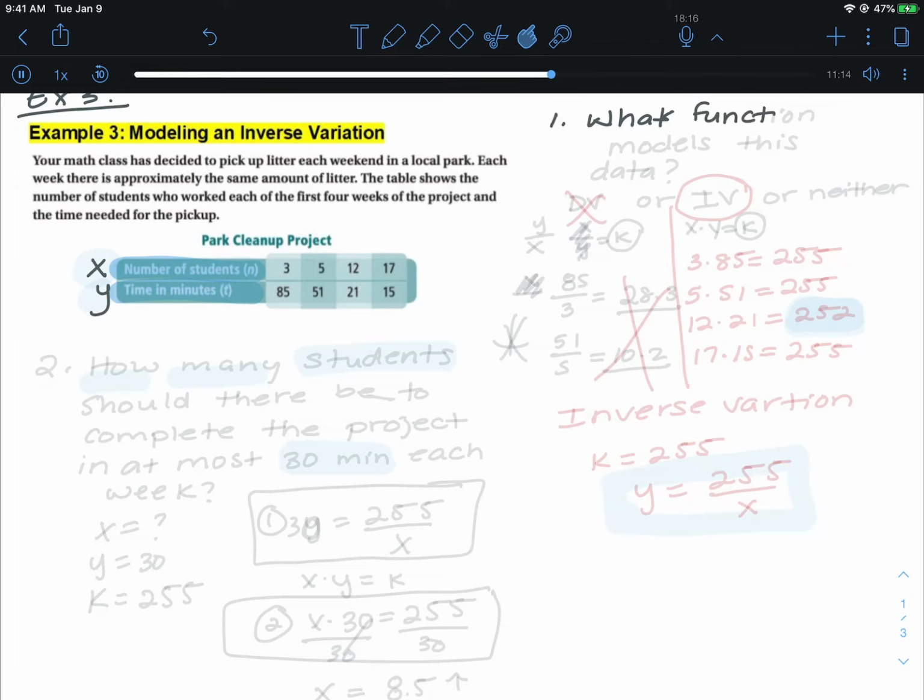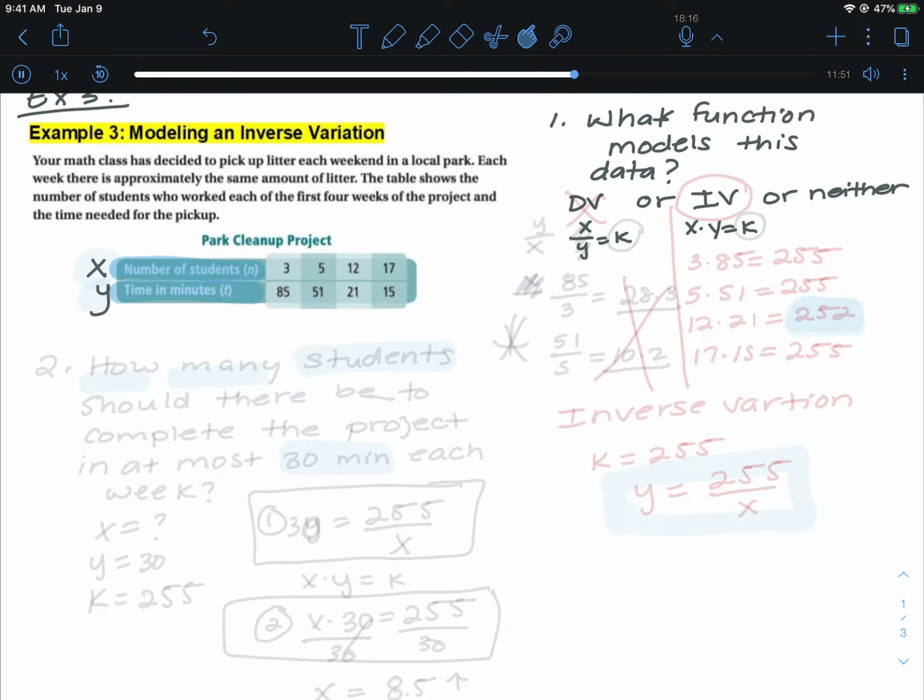The first question we're going to have is, what function models this data? Well, it's either going to be one of two: direct variation or inverse variation, or it's actually going to be neither. So it's our job to figure out which one of these it is. Remember, for direct variation, it's x divided by y to give you k. For inverse variation, it's going to be x times y to give you k. And for neither, that just means that neither one of these two worked.